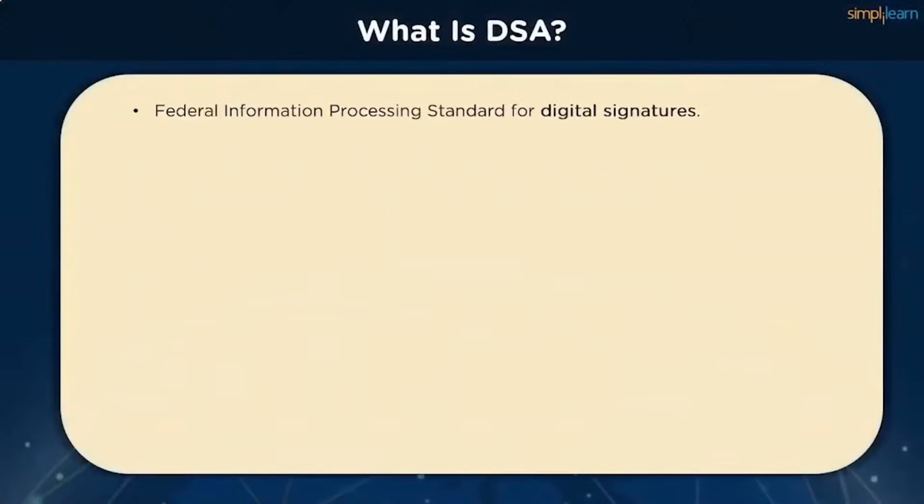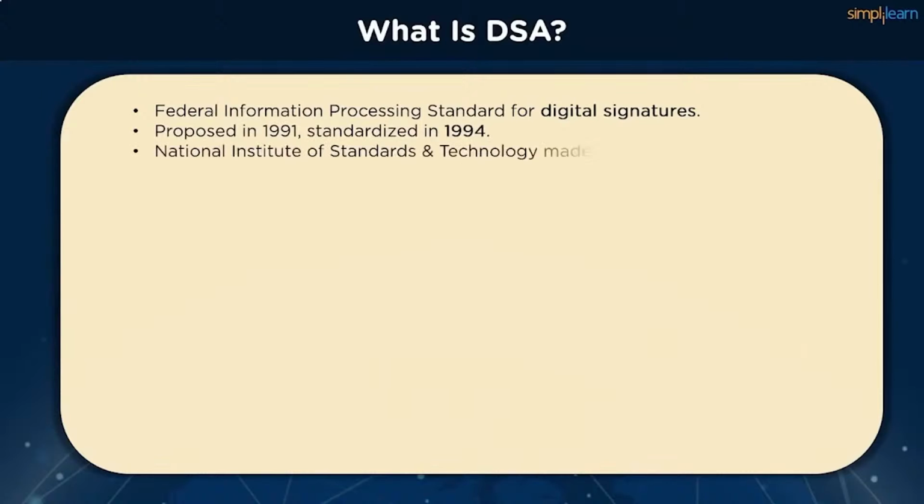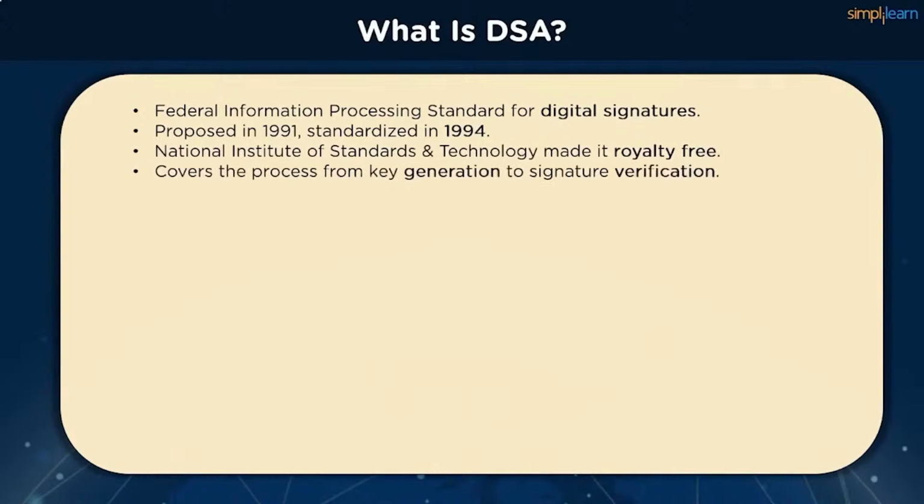The Digital Signature Algorithm is a FIPS standard, which is the Federal Information Processing Standard for digital signatures. It was proposed in 1991 and globally standardized in 1994 by the National Institute of Standards and Technology, also known as the NIST. It functions on the framework of modular exponentiation and discrete logarithmic problems, which are difficult to compute as a brute force system.